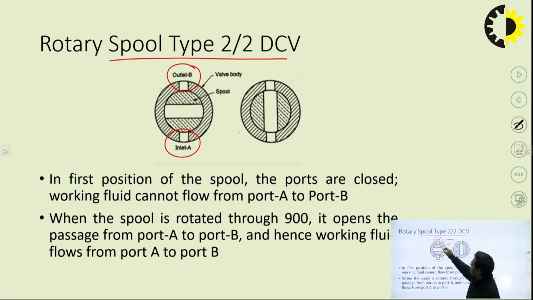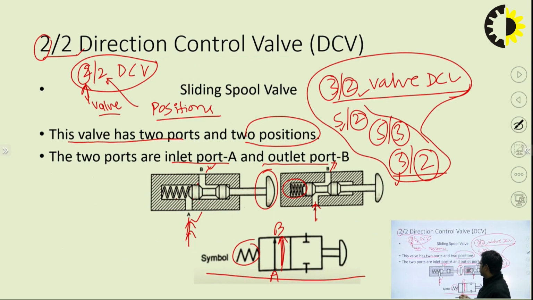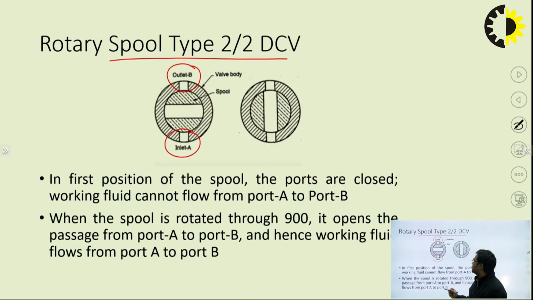Both are closed, like in this condition. In these configurations springs are used, but in this case springs are not used. The spools are in these positions, which means the flow of air or any fluid is not possible from this position to these positions, because this valve, that is the port, has been closed.